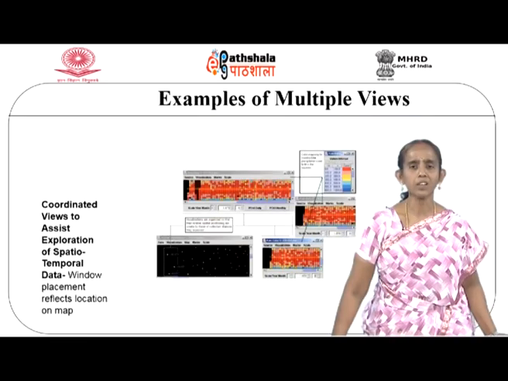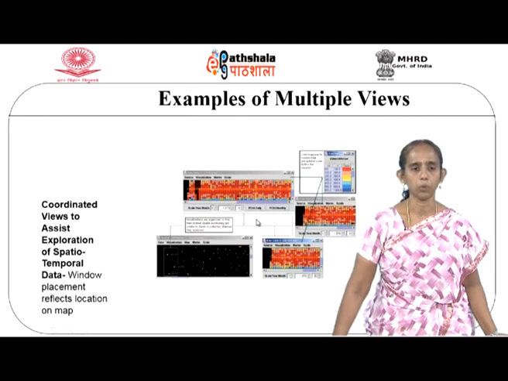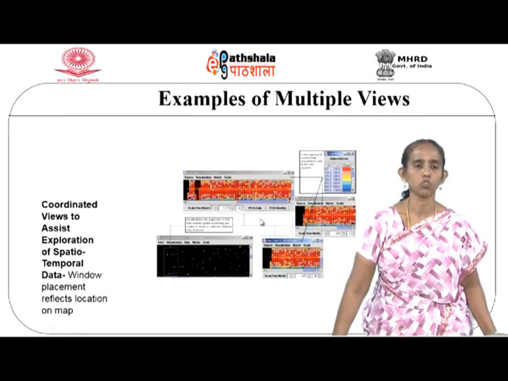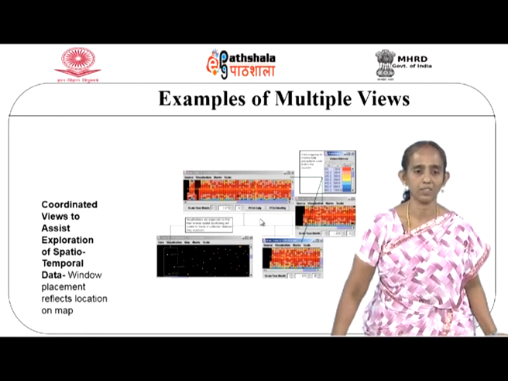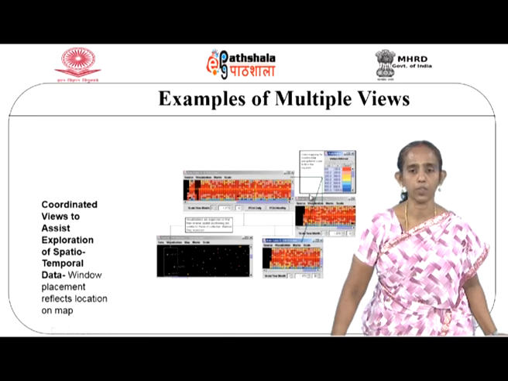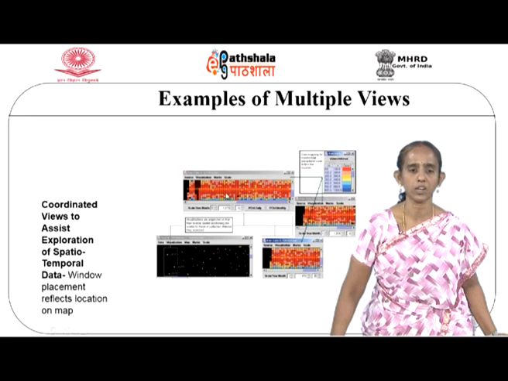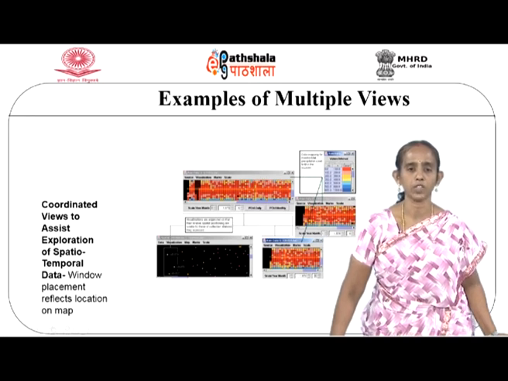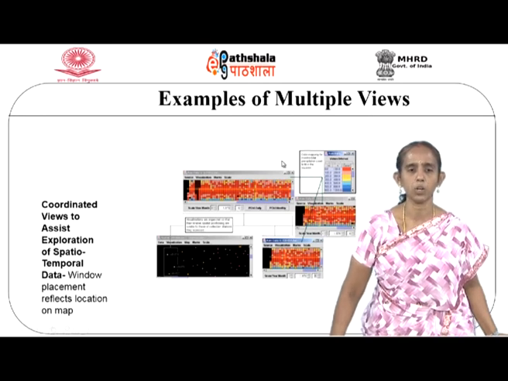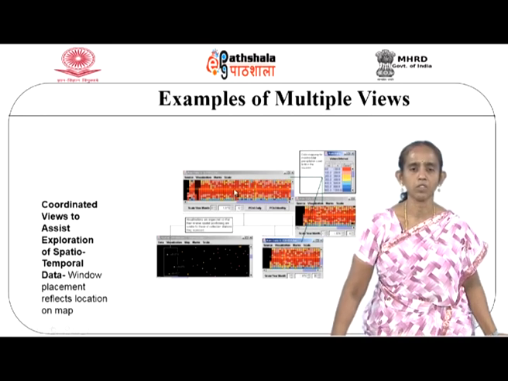This is another example of multiple view window panes wherein the coordinated views are shown to assess the exploration of spatio-temporal data, that is, the window's placement reflects the location on the map. Basically, I can place the window at any specific location and that reflects the location that is being displayed on the map. So, here we can see the various multiple views that help in visualizing spatio-temporal data.